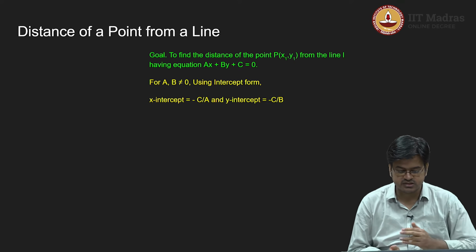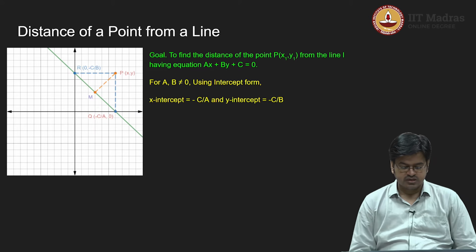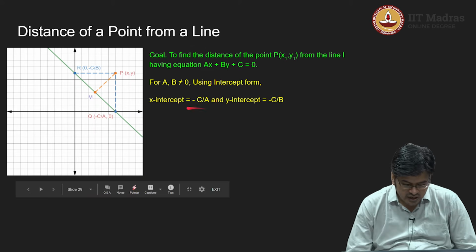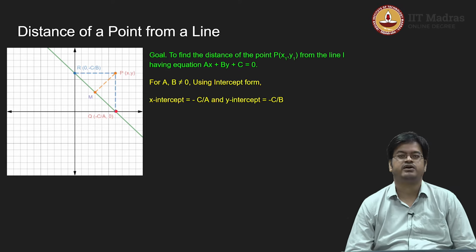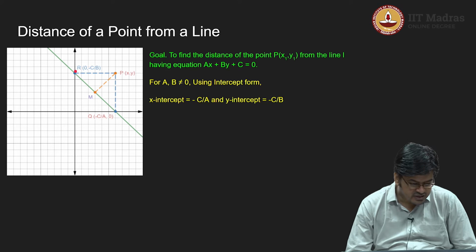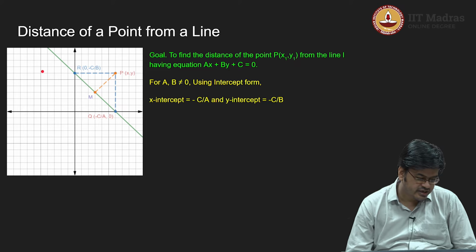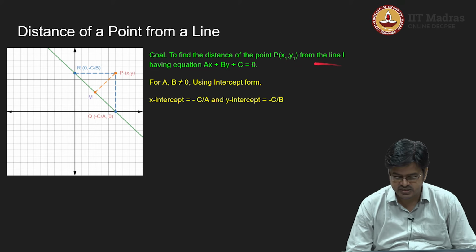Let us try to visualize this line in terms of the graph of a function. As you can see, I have mentioned that the x-intercept is minus C by A, marked as a point Q which is minus C by A comma 0. The y-intercept is minus C by B, identified here as 0 comma minus C by B. The point P is located here. It may be located anywhere, but right now it is located here. It has coordinates x1, y1.